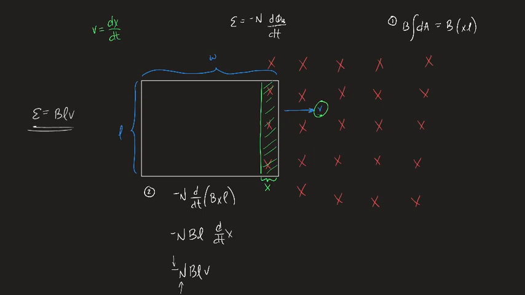The cross means out of the board? Like the X cross? Into the board. Oh, yeah. So current this way, right?